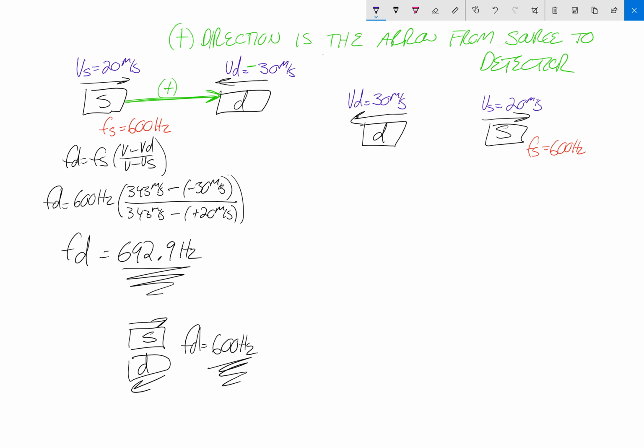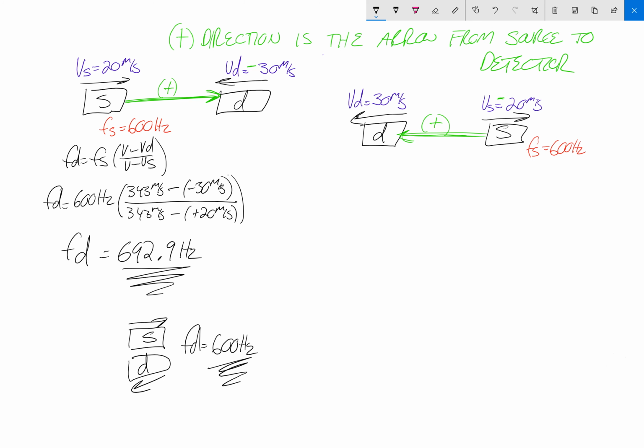Most important rule, you have to draw an arrow from the letter S to the letter D. There's my arrow from the letter S to the letter D. That arrow points left. That means left is positive. So that means the detector is moving in the positive direction, but the source is not. The source is moving right, and we've said left is positive. I know it's weird, but that's how this equation works.